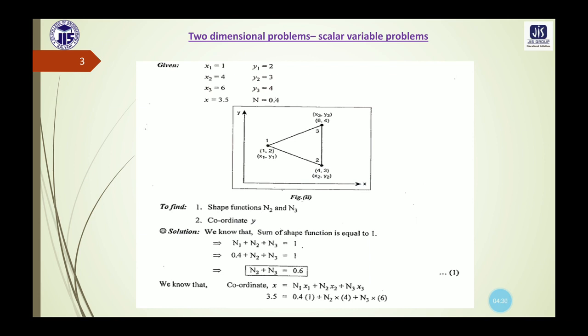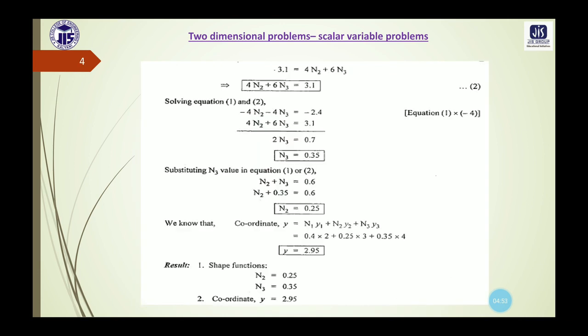Next, to find the coordinate x, there is one relation which is n1 x1 plus n2 x2 plus n3 x3. If we use this formula, then the value of x is given in the numerical, which is 3.5. Then the values of n1 and x1 are given. Then the values of x2 and x3 are also given. So that means we will find one equation in the form of n2 and n3, which we are seeing in equation number 2. Which is 4 n2 plus 6 n3, this equals 3.1.